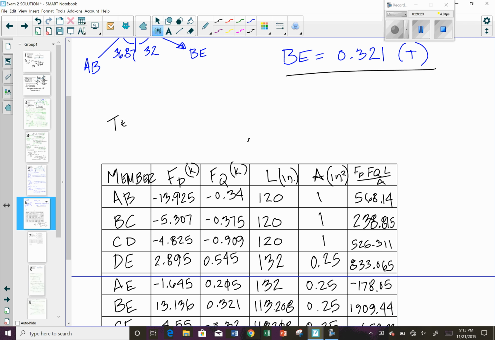I'm going to use my sign convention here, because you're figuring out what direction you're going in. Tension, I'm going to use positive. Compression, I'm going to use negative.